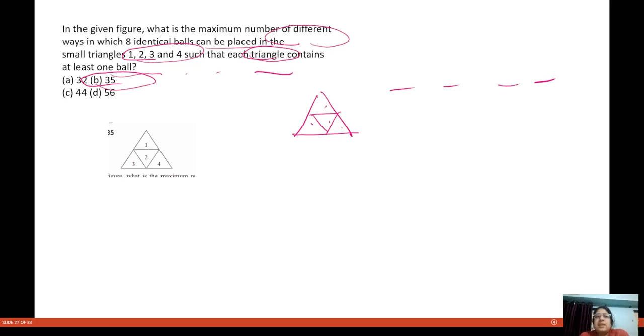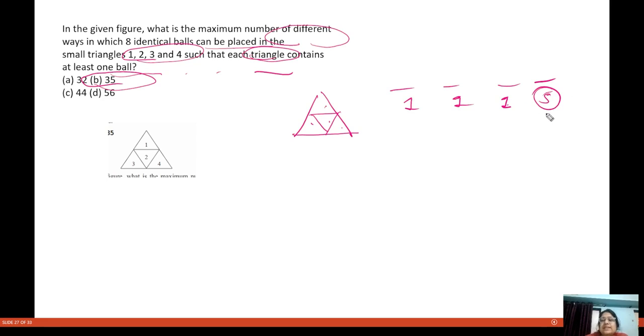I just have to choose the number of balls that can be placed. So what is the possible number of combinations? If it is asking at least one ball in each triangle, then one and one. If you are putting one and one ball here, how many balls are left? You are putting 5 balls here. So this is one way of doing it.